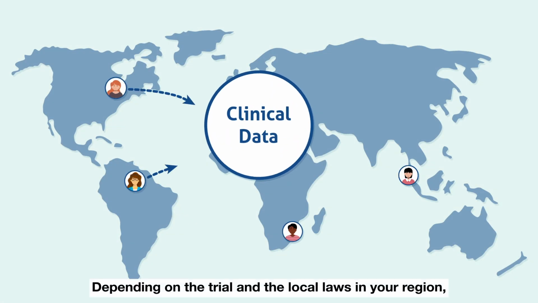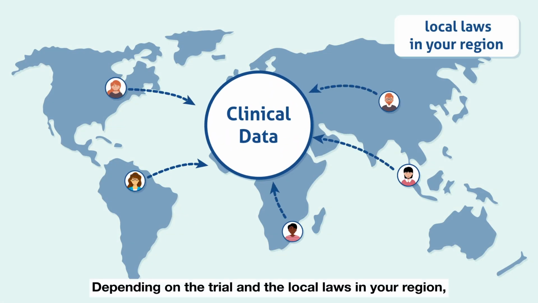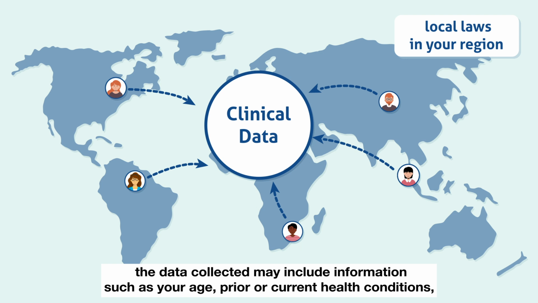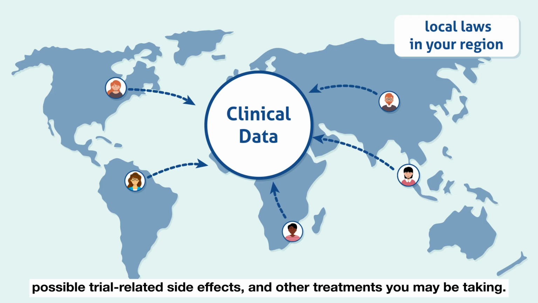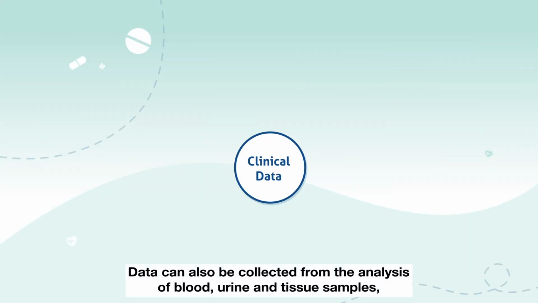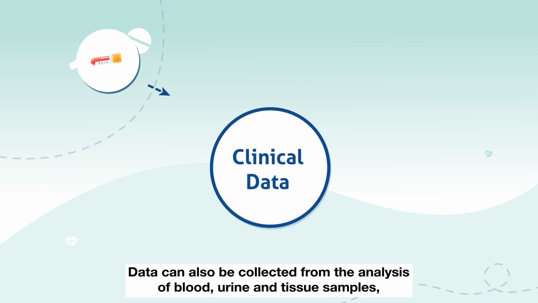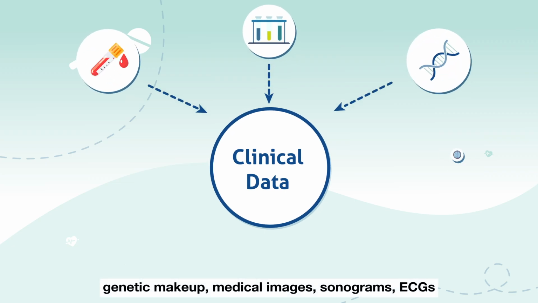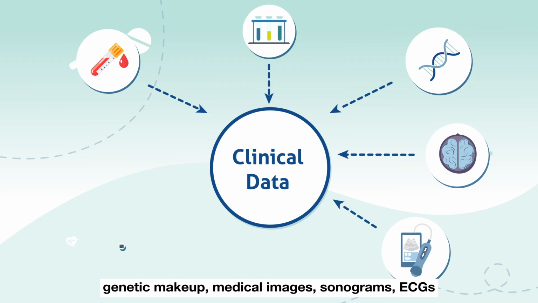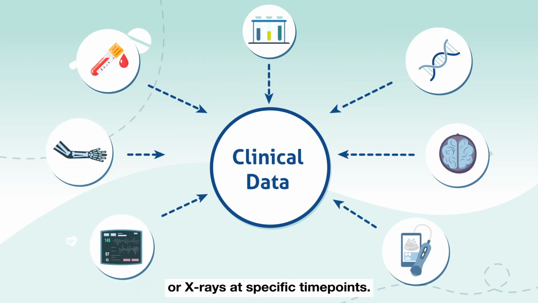Depending on the trial and the local laws in your region, the data collected may include information such as your age, prior or current health conditions, possible trial-related side effects, and other treatments you may be taking. Data can also be collected from the analysis of blood, urine, and tissue samples, genetic makeup, medical images, sonograms, ECGs, or X-rays at specific time points.